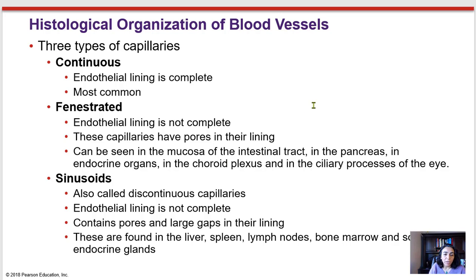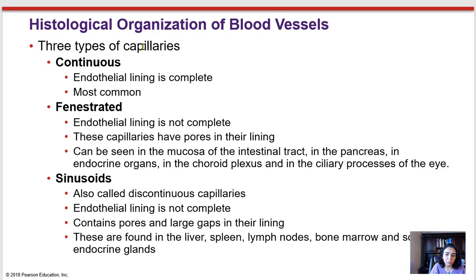Now, we have 3 types of capillaries. One type is called continuous capillary, the other is called fenestrated capillary, and the third type is called sinusoid capillaries. Continuous capillaries are the most common type. Fenestrated and sinusoid are seen in specific areas of the body, but the most common in the body is continuous.